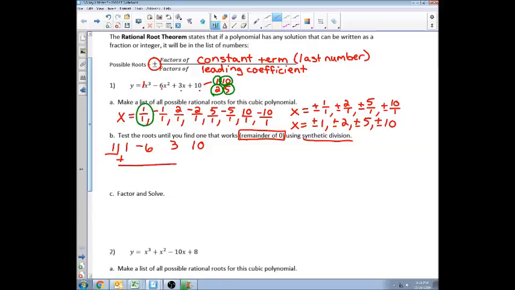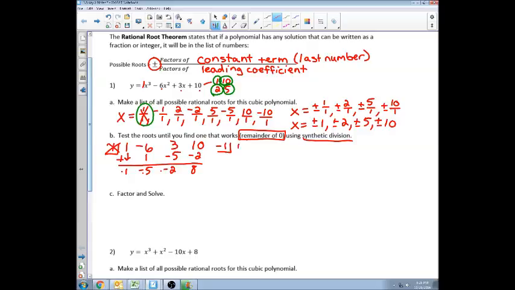I have my addition and my space. I'm going to drop the 1. I have 1 times 1, which is 1. Negative 6 plus 1 is negative 5. Negative 5 times 1 is negative 5. 3 minus 5 would be negative 2. Negative 2 times 1 is negative 2. 10 minus 2 would be 8. Now, that did not come out to 0, so we know it is not going to be positive 1. Okay? Now I'll go ahead and check negative 1.